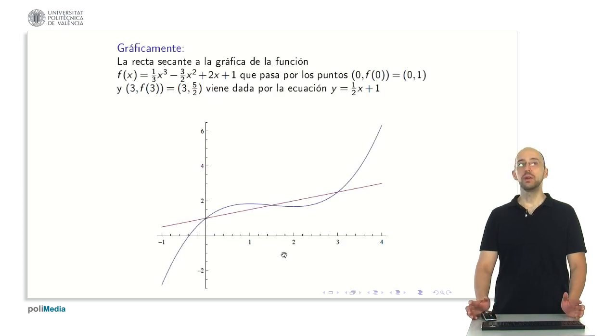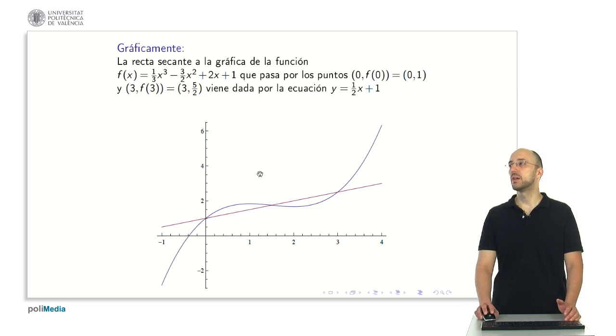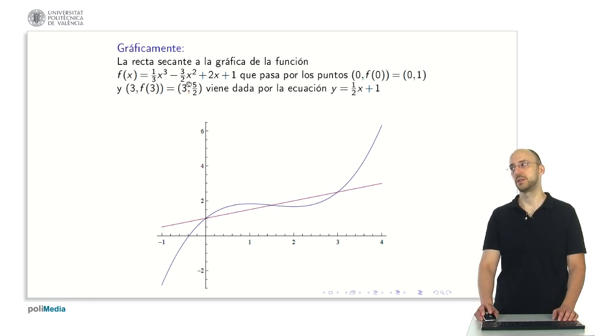One example with numbers. Let's consider the function f of x equal to 1/3 of x cubed minus 3/2 times x squared plus 2x plus 1. This problem may seem to be complicated due to the fractions, but in reality, they won't pose any difficulties when we differentiate this function. Let's start by selecting any 2 points. I've chosen the points 0, f of 0 and 3, f of 3.